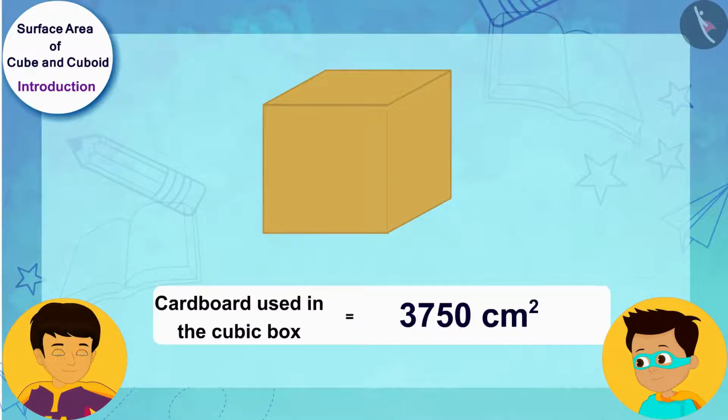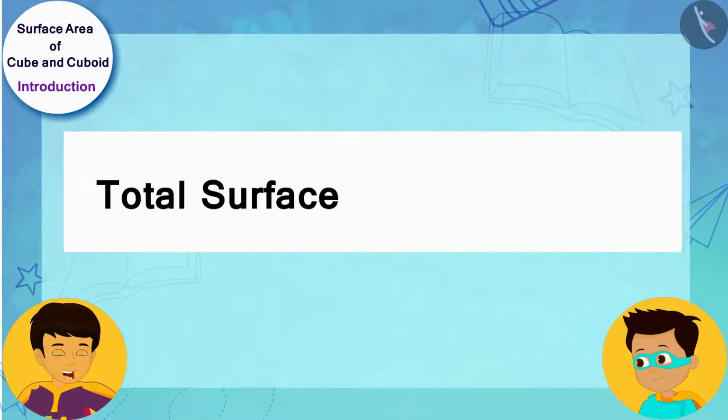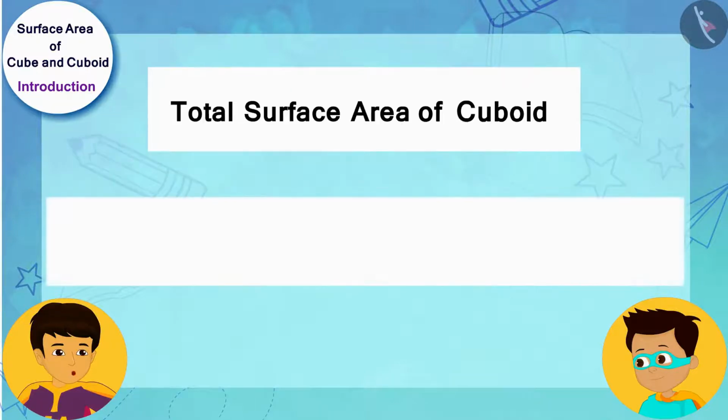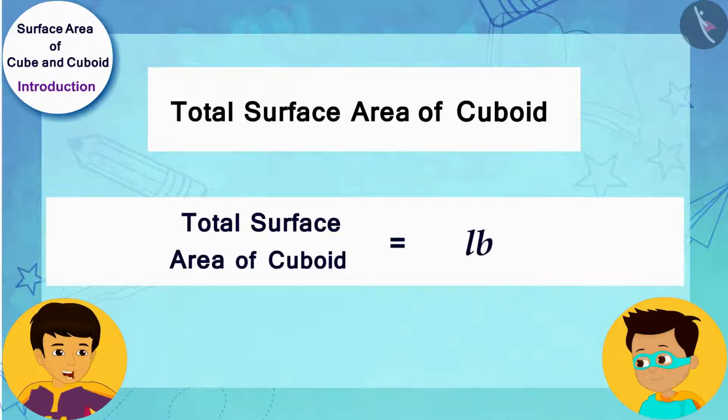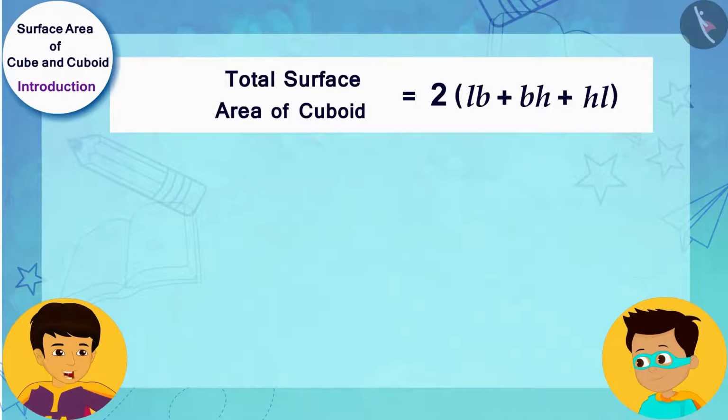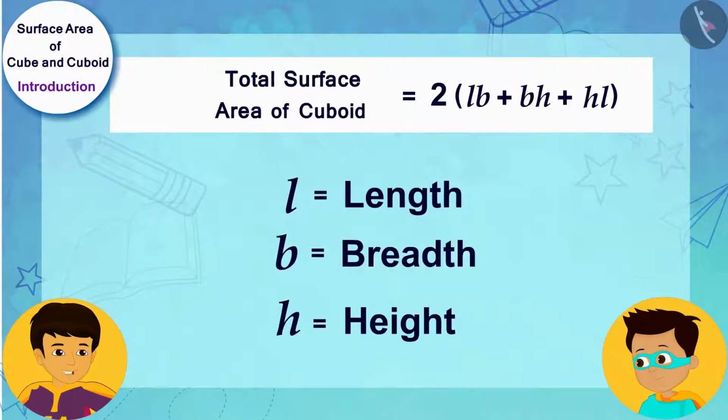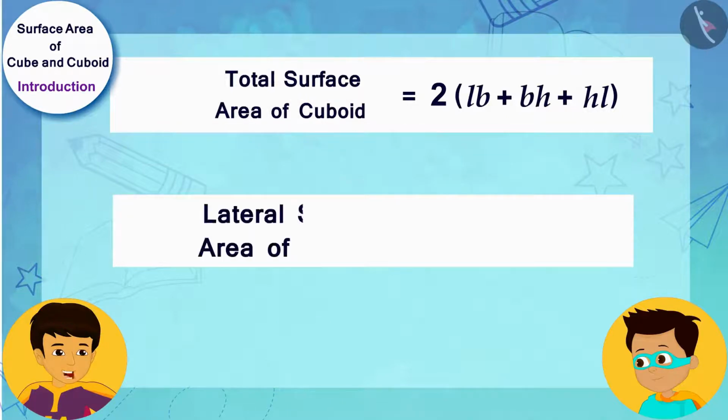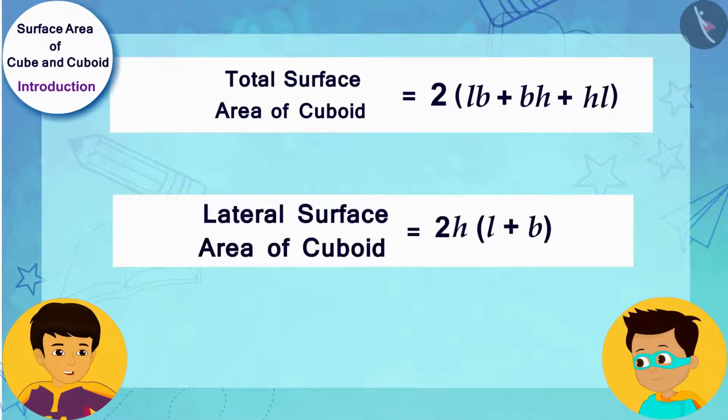Now it's my turn. We have studied that the total surface area of a cuboid can be determined by multiplying the sum of L times B, B times H, and H times L by 2, where L, B and H are the length, breadth and height of the cuboid respectively. And the lateral surface area of the cuboid can be determined by multiplying the sum of L and B by 2 times the height, H.